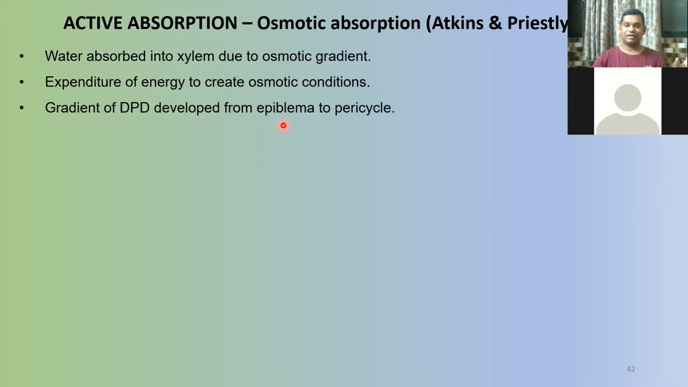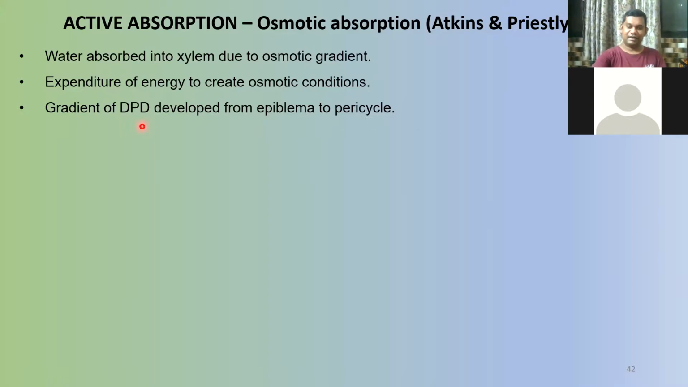Gradient is developed from the epiblema all the way to the pericycle. Epiblema is the other name for root epidermis. Epiblema से pericycle: root epidermis, cortex, endodermis, pericycle. सब के बीच में difference created from one cell to the other. That's why the water goes from the root hair to the epidermis to cortex to endodermis to pericycle and not the reverse. उल्टा नहीं होता है because the gradient is in that direction.